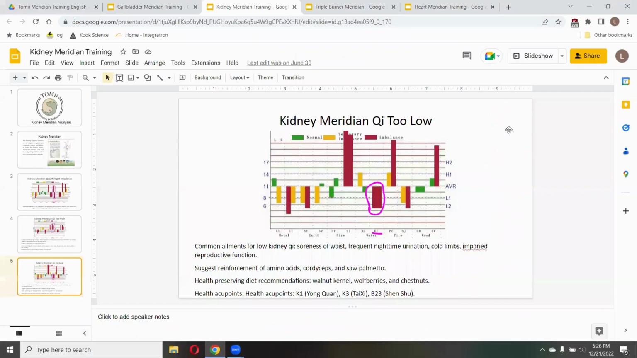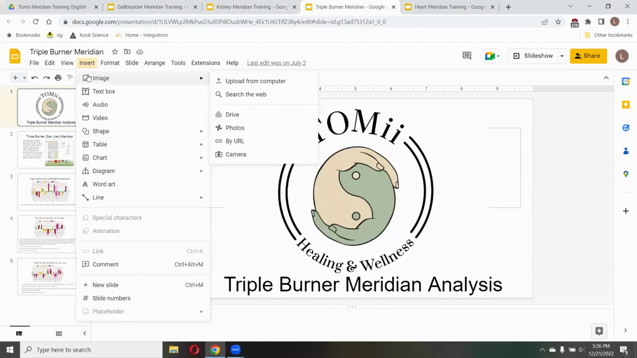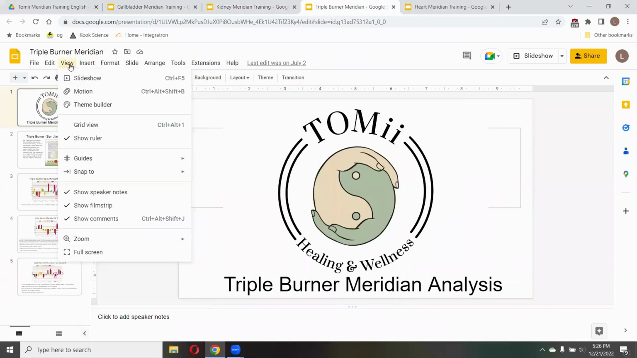So that's 2 lower body meridians covered. And now we're going to look at 2 upper body meridians. Here's triple burner. This is extremely important if the person has high chi. We always want to work on it if somebody's in an inflammation stage.